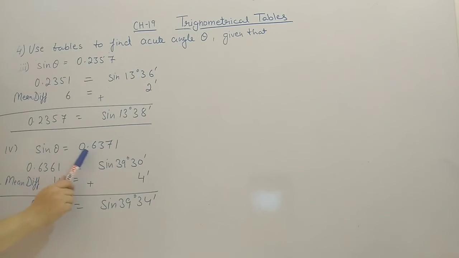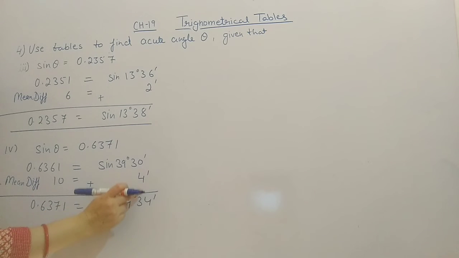Fourth part, sin theta is 0.6371. Check the nearby value, you will get 0.6361 in the table, which is equal to sin 39 degree 30 minute. Now see the difference between 71 and 61. The difference is 10. So for this difference of 10, how much is the difference in minutes? It is 4 minute. So 0.6371 will be equal to sin 39 degree 34 minute.